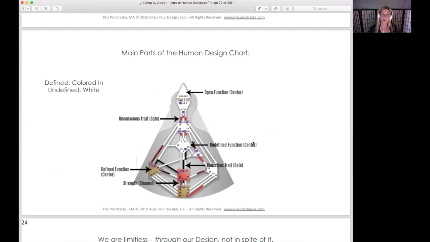And then we have an undefined function or center, and I'm pointing right here to this identity and direction. And the reason we call this one undefined is because I have a trait in it that's colored in, the 46 here, but the center or function itself is white. So we call that undefined. Whereas up here at the very top in the crown, I don't have any traits defined here in this undefined function. So we call it completely open.